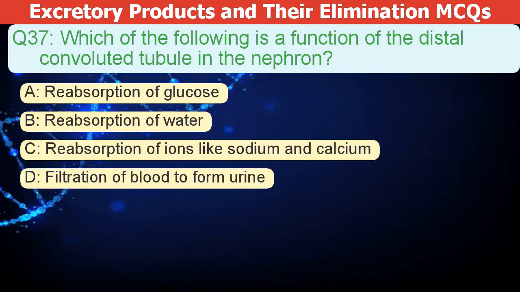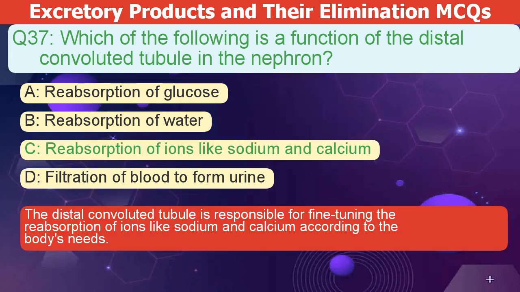Which of the following is a function of the distal convoluted tubule in the nephron? A. Reabsorption of glucose. B. Reabsorption of water. C. Reabsorption of ions like sodium and calcium. D. Filtration of blood to form urine. The correct answer is C. The distal convoluted tubule fine-tunes ion reabsorption, like sodium and calcium, based on the body's needs.